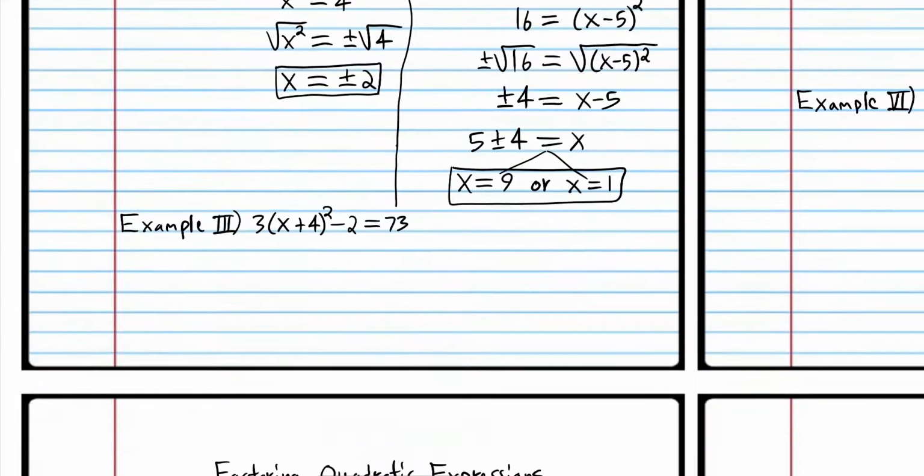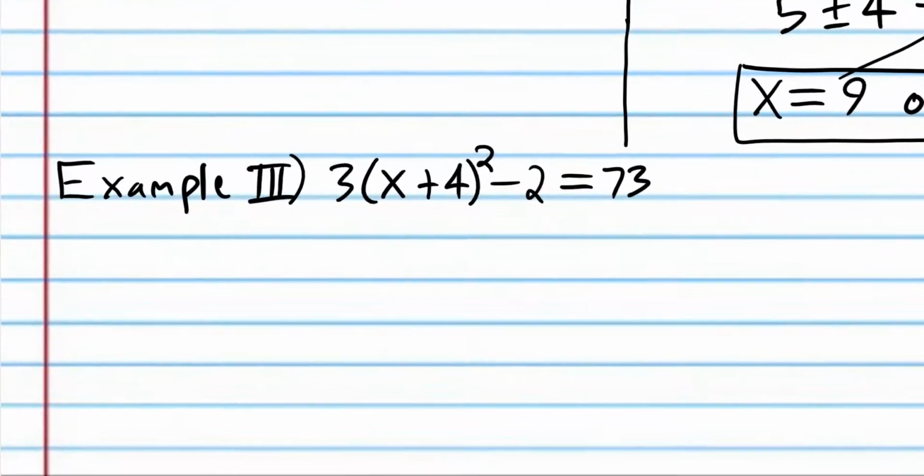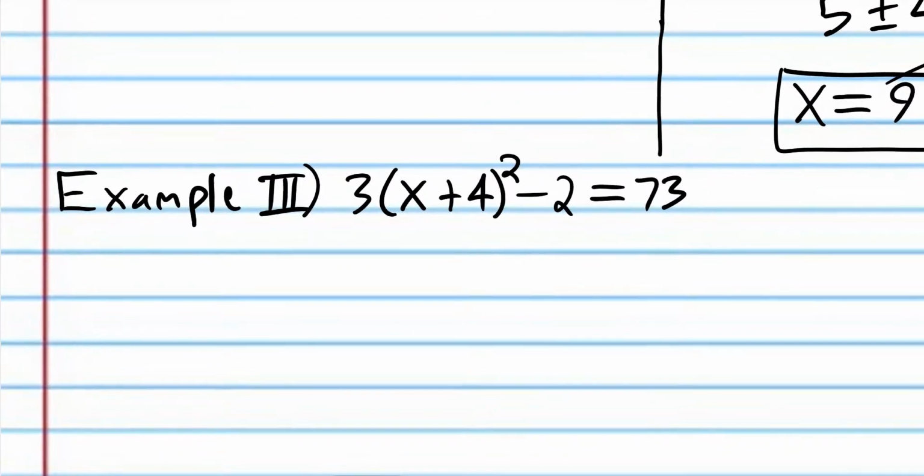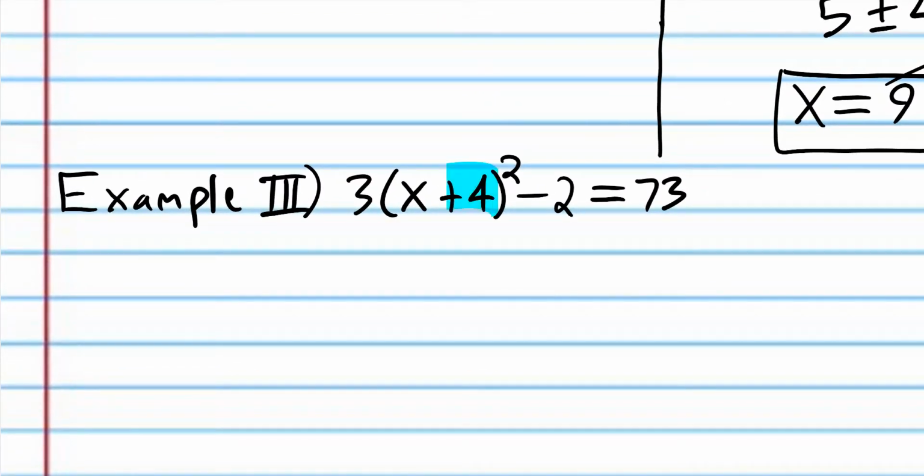Okay, on to another of these problems here. I think we're going to do one more before you try one on your own. So we have the square. We want to isolate that square. It's not isolated because the 3 and the negative 2 are next to it.